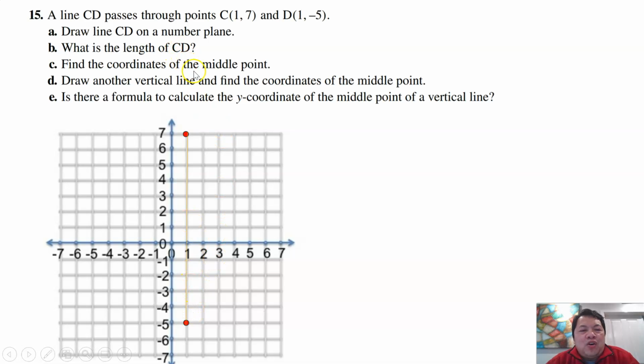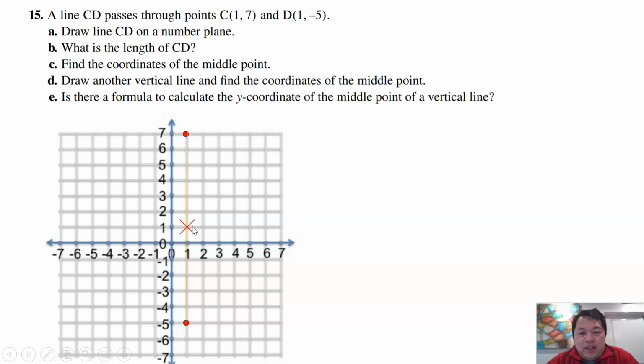They say find the coordinates of the middle point. What I did was find the total distance between these two. It's 7 plus 5, which is 12. 12 divided by 2 is 6. So I add 6 to it, and you end up here. This is the midpoint, which is here. So the coordinates of the midpoint are 1 and 1.